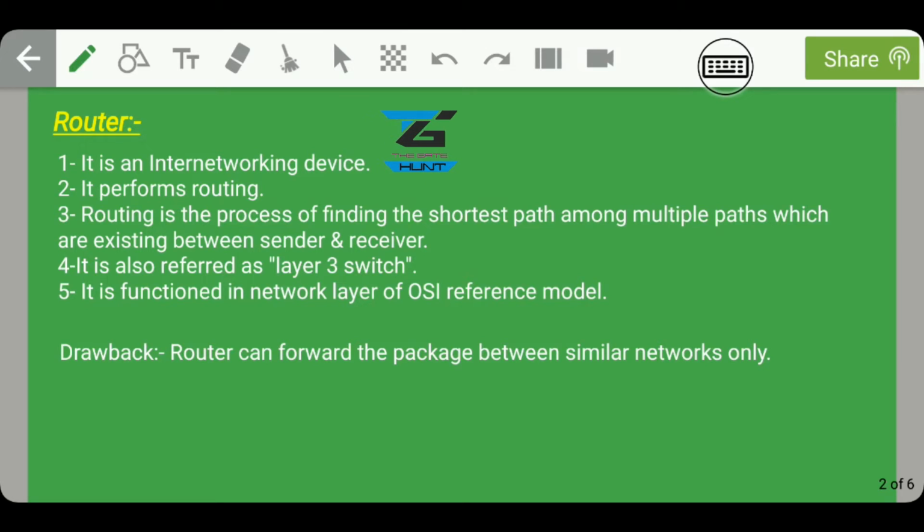So as I have said, OSI reference model consists of three layers. Number first is the physical layer, second is the data link layer and the third one is the network layer. So as router functions in network layer of OSI reference model, it is referred to as layer 3 switch.